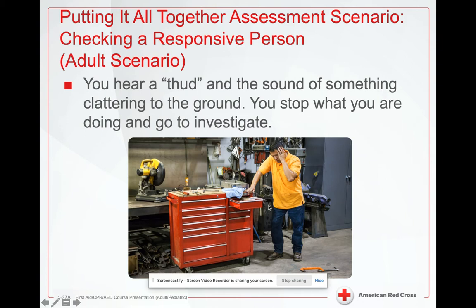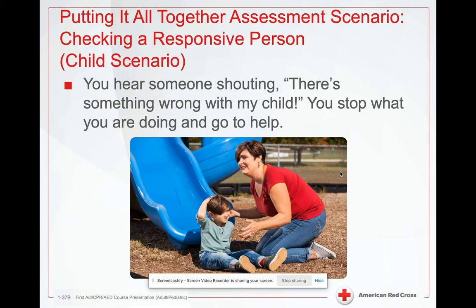Again, we're going to go ahead because he is responsive and use our SAMPLE acronym to gather some information. We'll then do a head-to-toe check on the person. Again, because they're responsive, we need to obtain consent and let them know that we're going to check them and go ahead and go from head to toe with that check.